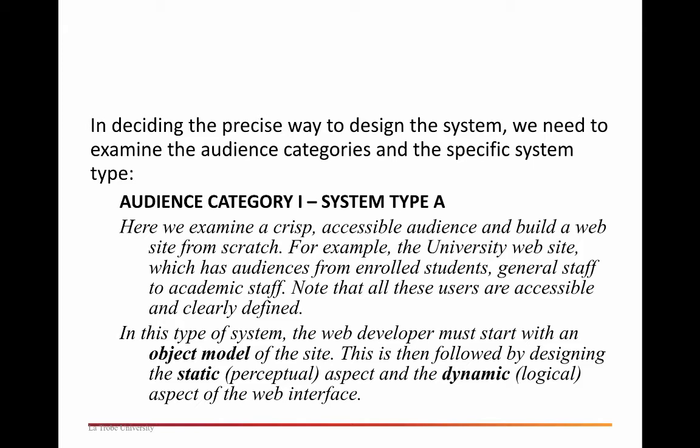Now, if we mix the audience categories and system categories, there are a number of possibilities. So we might have a crisp, accessible audience, for instance, a university website, so we know who the users are, they are clearly defined. And in this case, system type A means we start from scratch. But because we are able to access the users, we can get information about users and based on that, create the website and represent the website using some object model, be it the static aspects or the dynamic, interactive aspects.